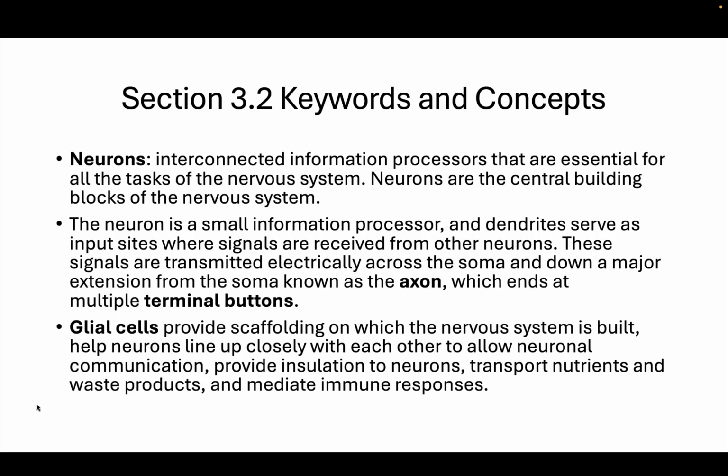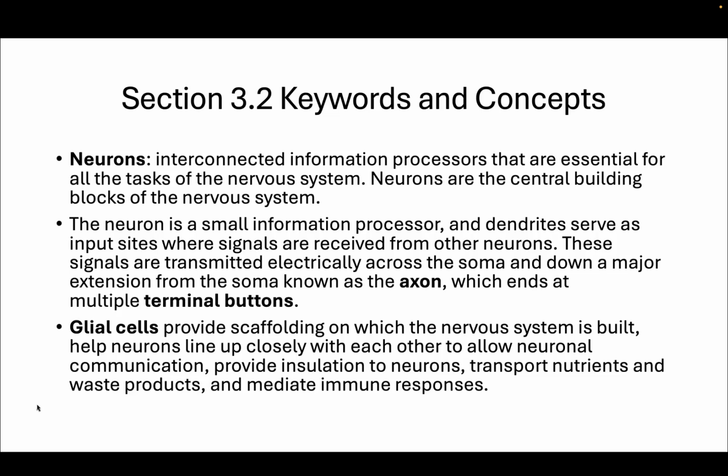And dendrites, you don't need to know those, serve as input sites where signals are received from other neurons in the form of electrical signals, right? And these signals are transmitted electrically across the soma and down a major extension from the soma known as the axon, which ends at multiple terminal buttons. Okay, so that's the process. It's kind of how the electricity makes its way through those little computers in our brain.